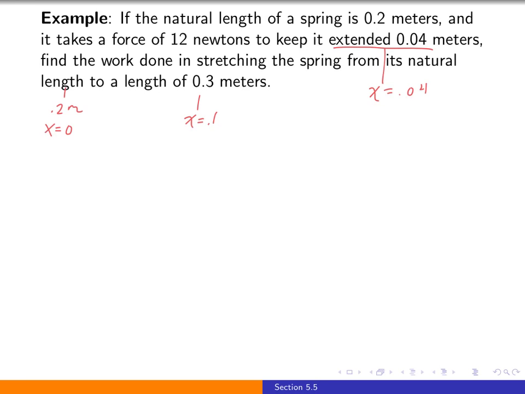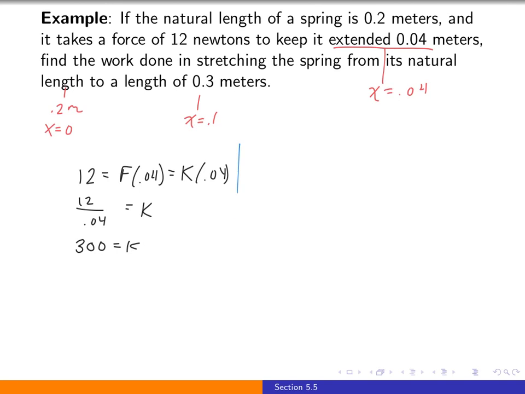So the first thing we have to do is, once again, solve for that spring constant. We know 12 is the force needed to keep it extended 0.04 meters. So F of 0.04 is equal to k times 0.04. So our spring constant k is 12 divided by 0.04. 12 divided by 4 is 3. Move that decimal 2 to the right. 300 is equal to k.